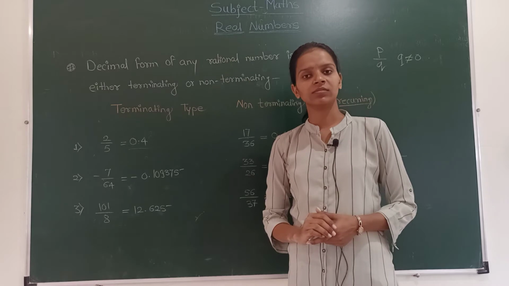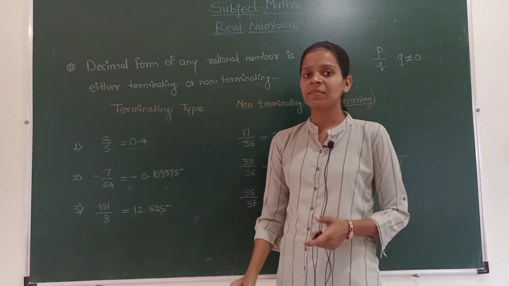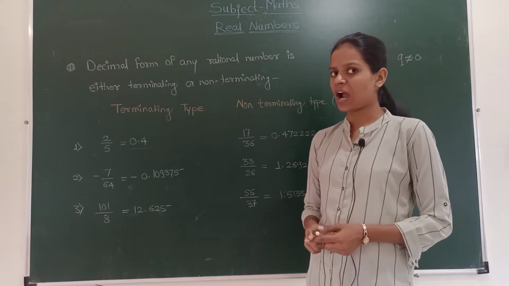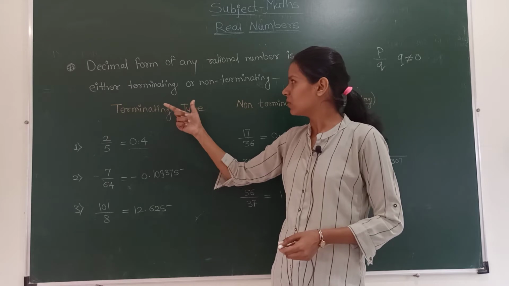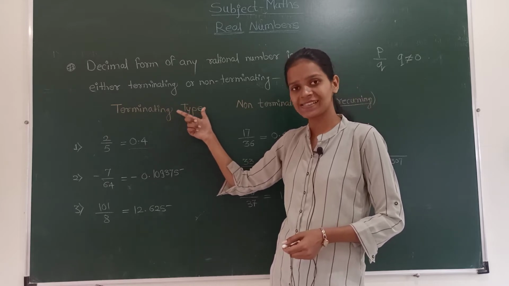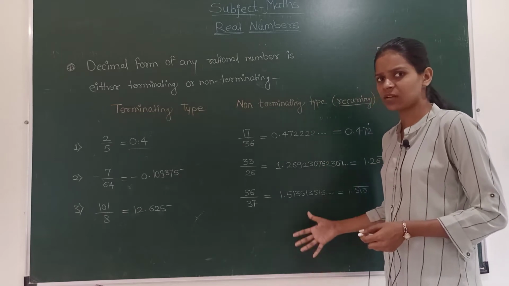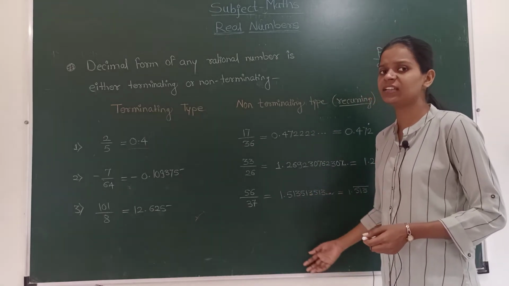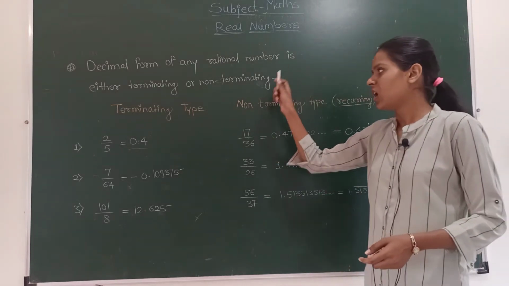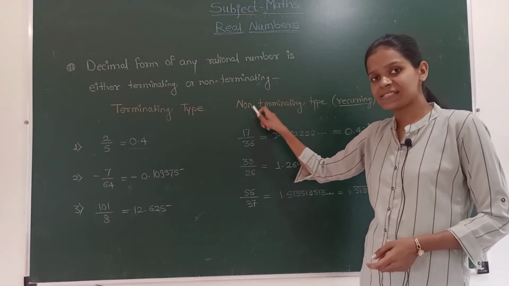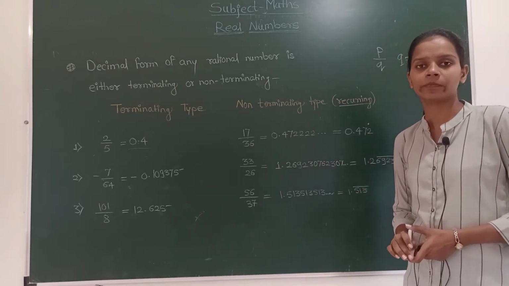Now today we will start with the new point of your chapter, that is the decimal form of any rational number. If we divide any number and the remainder comes 0, this type of decimal form is called terminating type. And if the remainder doesn't come 0, there will always be some numbers and the division goes on so long. This type of decimal form is called non-terminating type of decimal form.